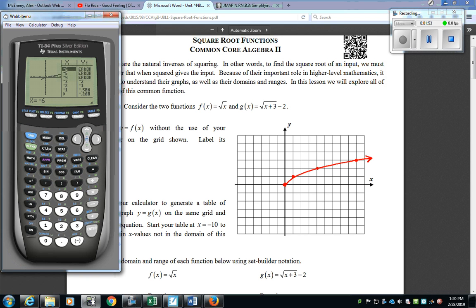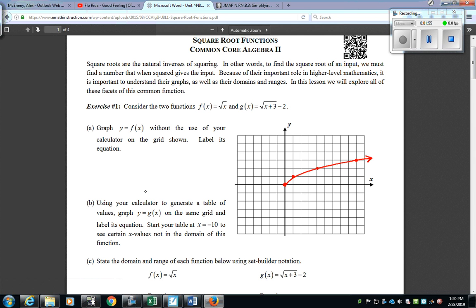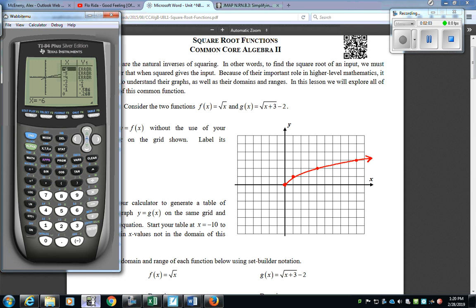So if we started our table at negative 10, like part B says, you're going to see that there's a bunch of values that have error next to them. So those are values that aren't in the domain. So I'm going to go ahead and put a few points in. I'm going to do this one in green.